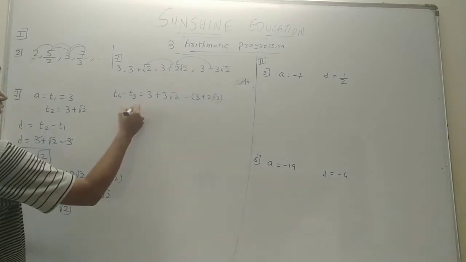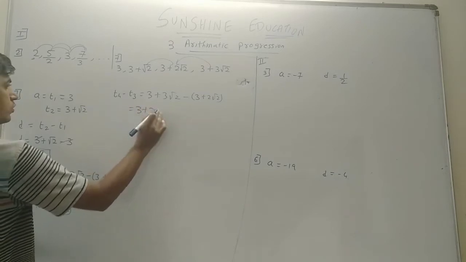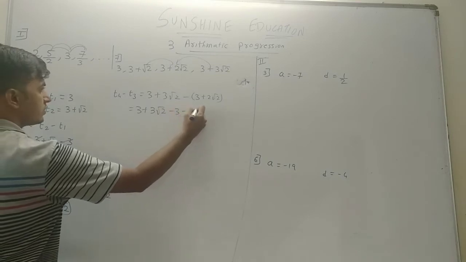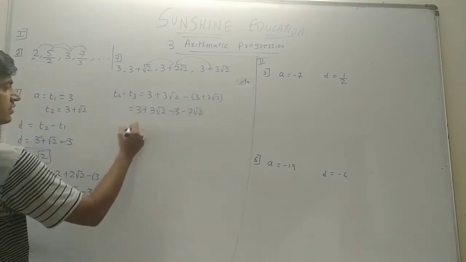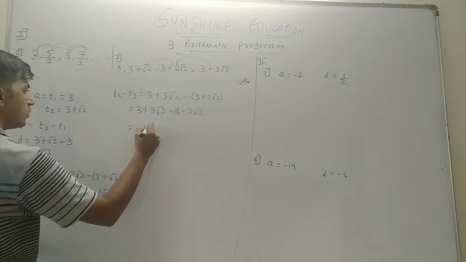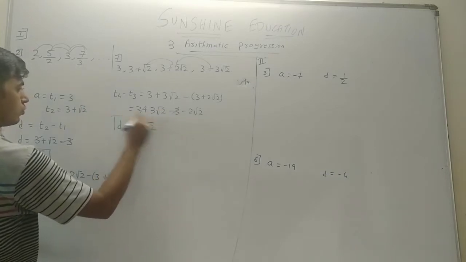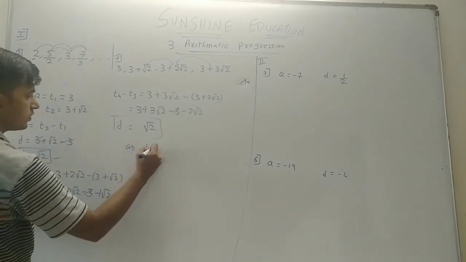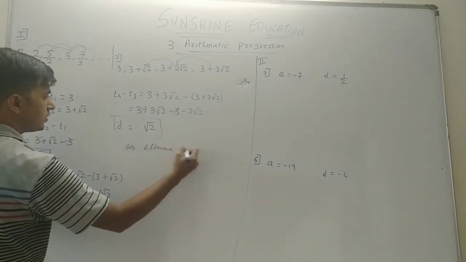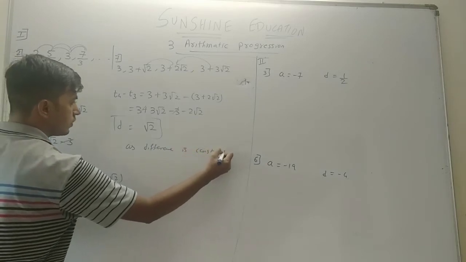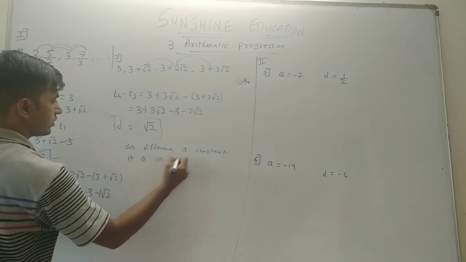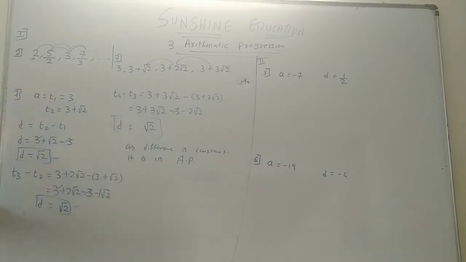Okay, so 3 plus 3 root 2 as it is, minus 3 minus 2 root 2. So minus 3 plus 3 cancel, and 3 root 2 minus 2 root 2 is just root 2. So we can see that the difference is constant over here. Okay, as the difference is constant, it is in arithmetic progression.